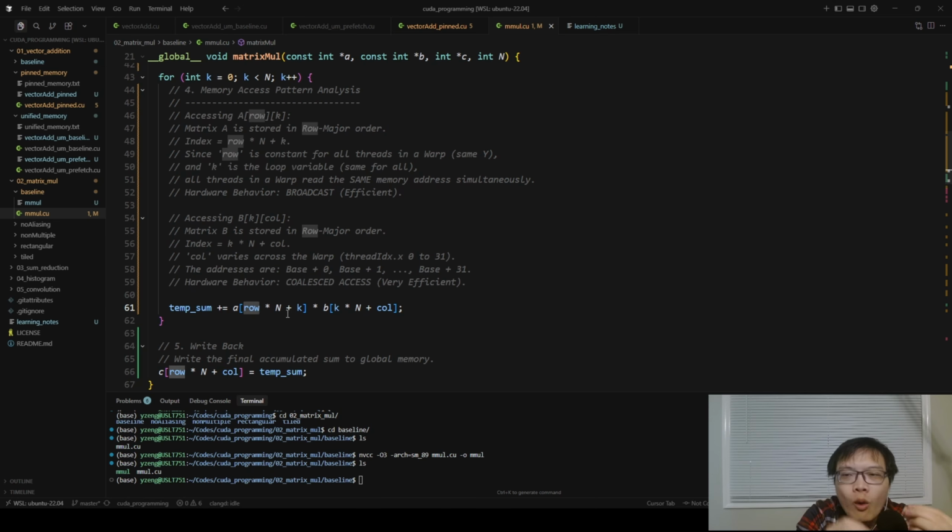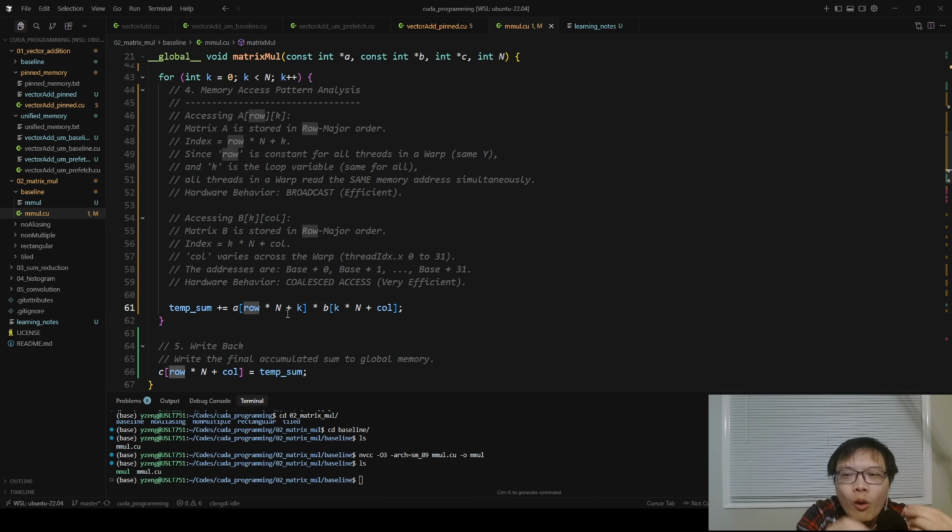So the memory controller handles this via a broadcast, as I show here. It fetches the data once and replicates it to all threads. While this is fast in terms of latency, it is wasteful in terms of bandwidth. We fetched a whole 128-byte cache line just to use one integer, 4 bytes.